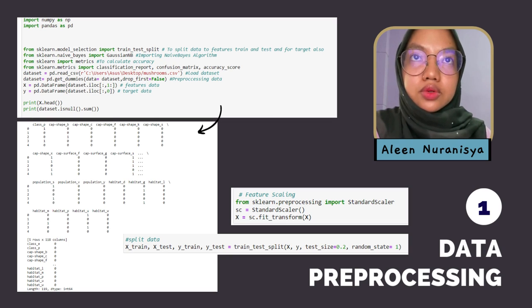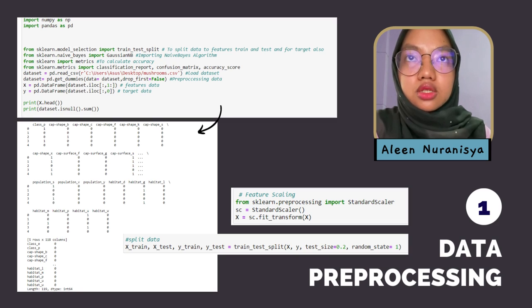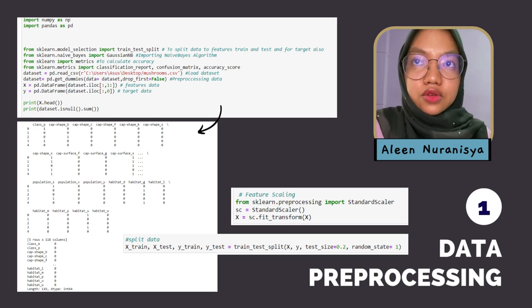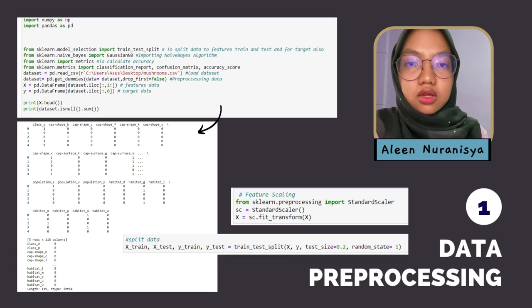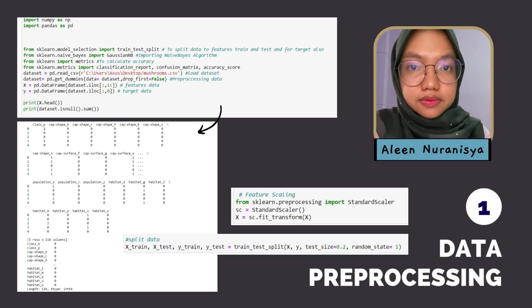After that, we print out the first 5 rows using the head function and also print out dataset.isnull().sum() to check for missing values. After that, we apply feature scaling using sklearn.preprocessing and importing the StandardScaler. The StandardScaler is used along with fit_transform, where we apply it to the x variable to standardize the dataset.